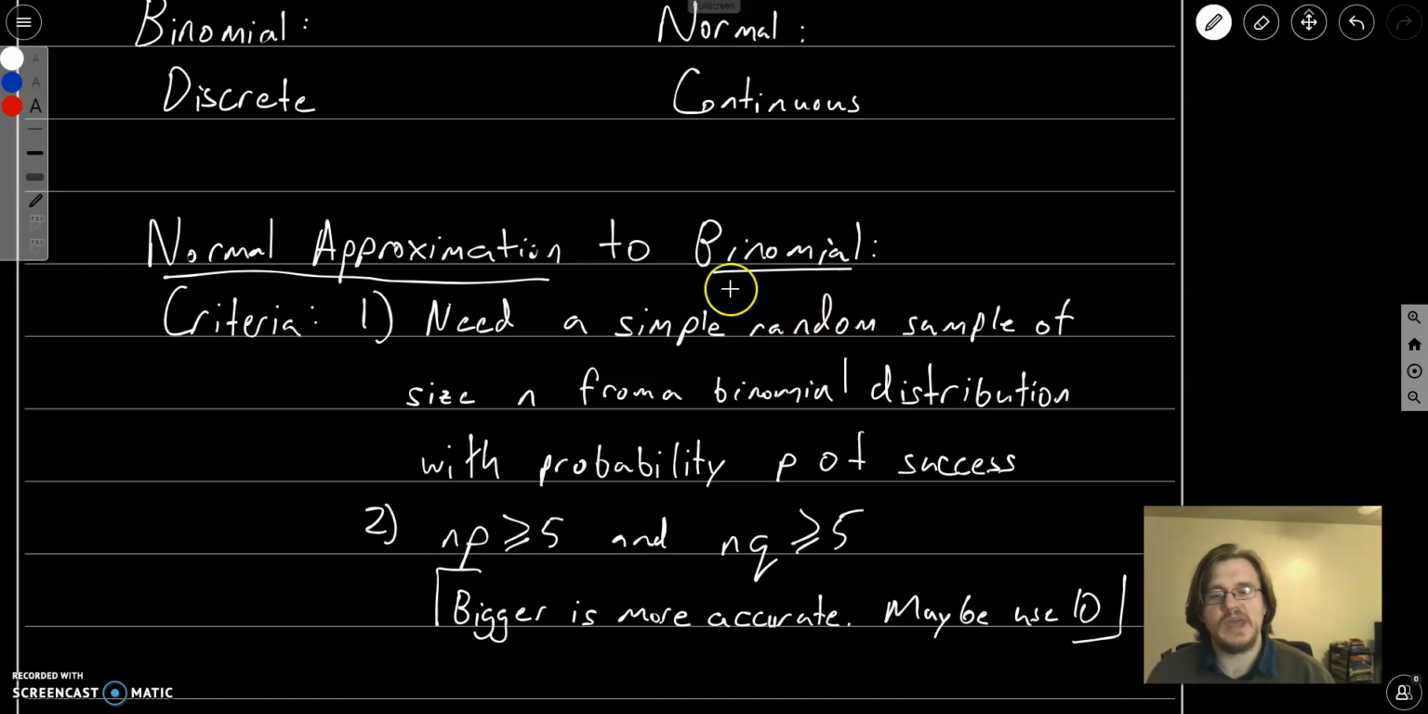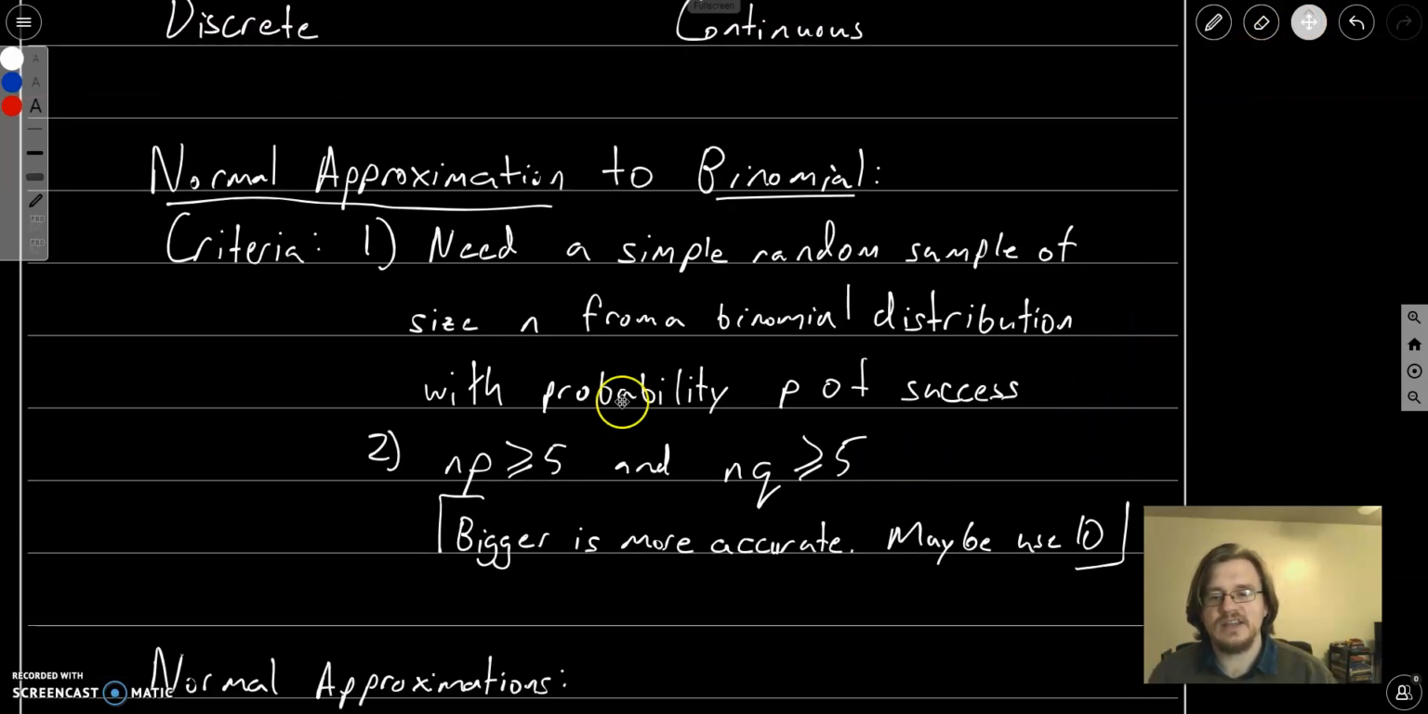First of all, we have to start with a binomial distribution, so we need a simple random sample of size n from a binomial distribution. You need to know how many trials there are, which is n, and the probability of success p. Once we know the probability p, we can figure out q. The second condition is that we need enough trials so that things are approximately smooth. From before, when we only had 4 coin flips, it was pretty blocky and didn't look like a normal distribution. When we had 20 coin flips, it started to look even better.